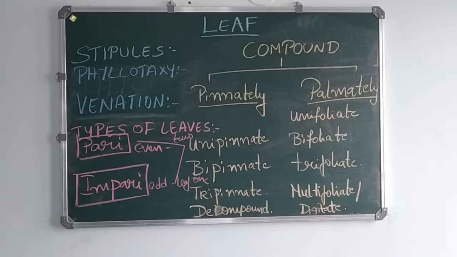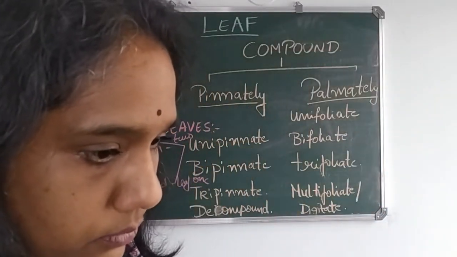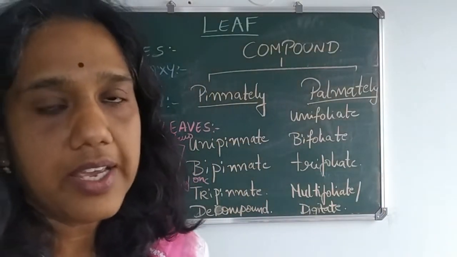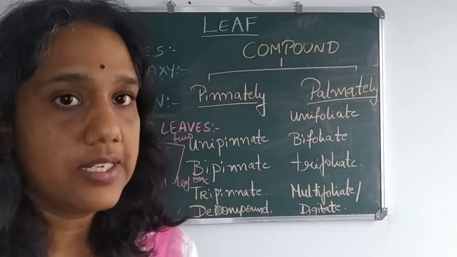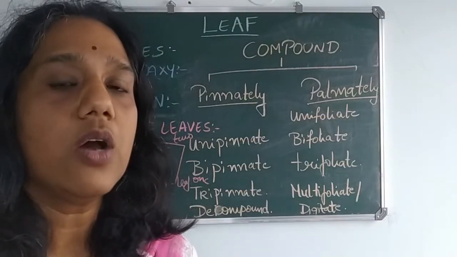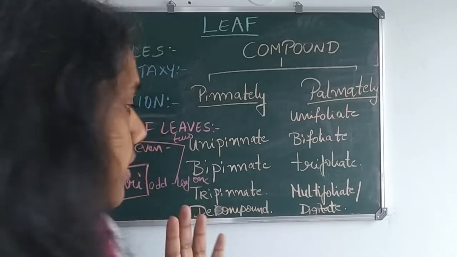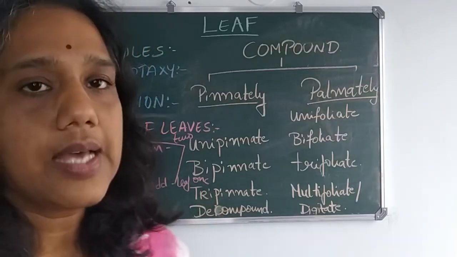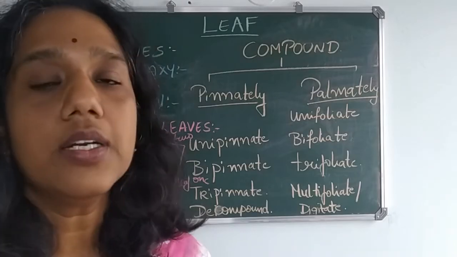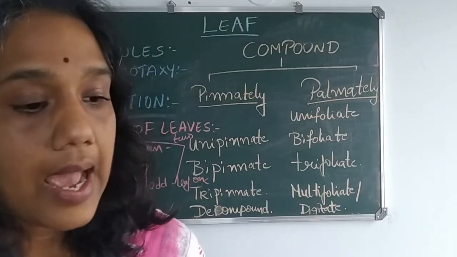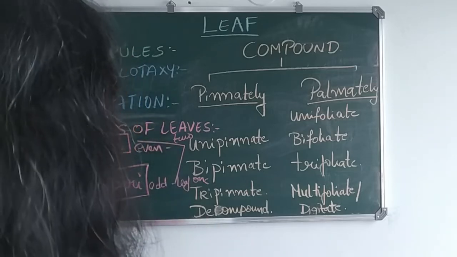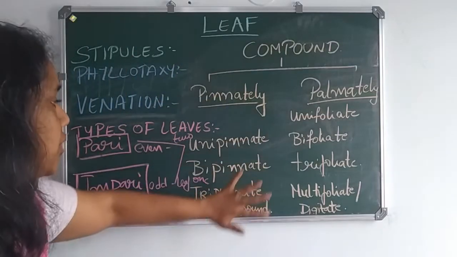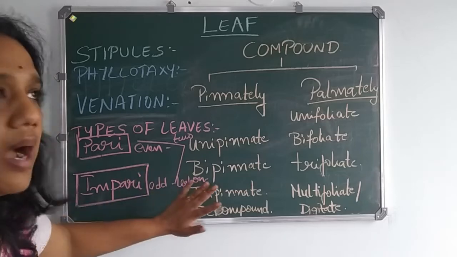Tripinnate is an example of moringa, where you can see three pinna being present, the leaf breaking down into three parts. Then the last one is the decompound. Example is coriander, carrot, and Parthenium hysterophorus. So with this, we finish the pinnately compound leaf.